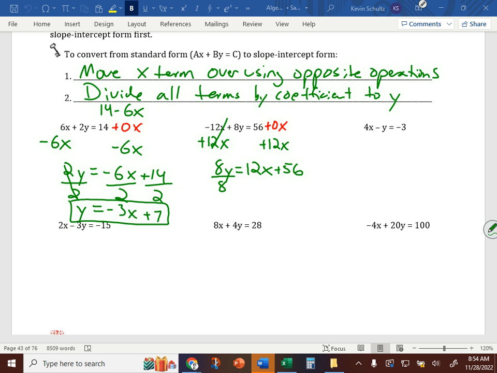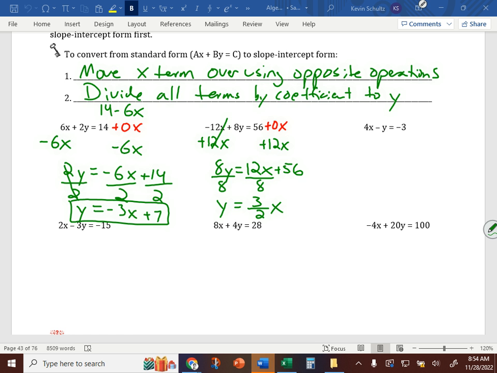But here's the thing. We're putting it into slope-intercept form. What is slope? Caitlin, it's a fraction, right? So even though 12 divided by 8 doesn't work out evenly, that's okay. Simplify the fraction 12 eighths. You don't need a calculator for that. What is 12 eighths in simplest form, Chase? 3 halves.